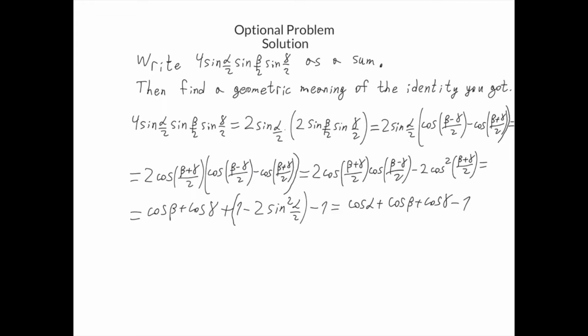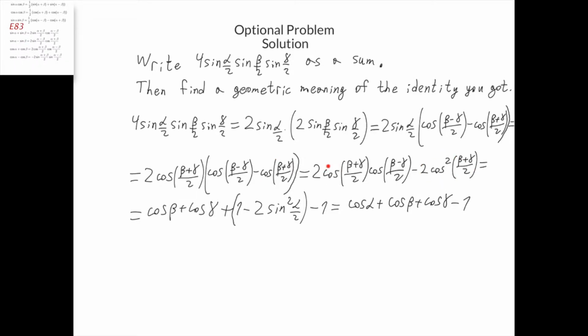It equals 2 times cosine of beta plus gamma over 2 times cosine of beta minus gamma over 2, written here, and then minus 2 times cosine squared of beta plus gamma over 2, which is written here. And now we can apply the formula for cosine times cosine here, and then the 1/2 cancels out with the 2, and then we get the cosine of the sum of this angle and this angle, which is beta, plus the cosine of the difference between this angle and this angle, which is gamma. And so we get cosine beta plus cosine gamma from here.